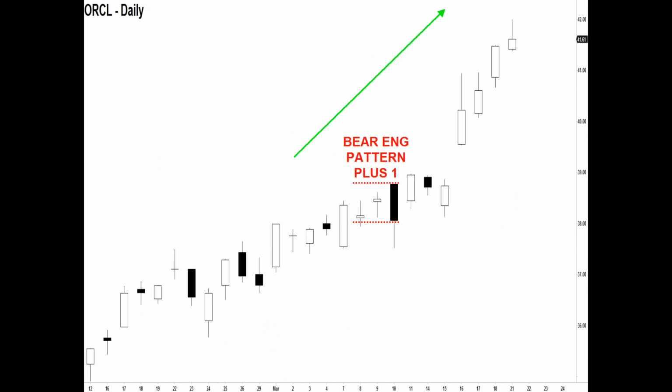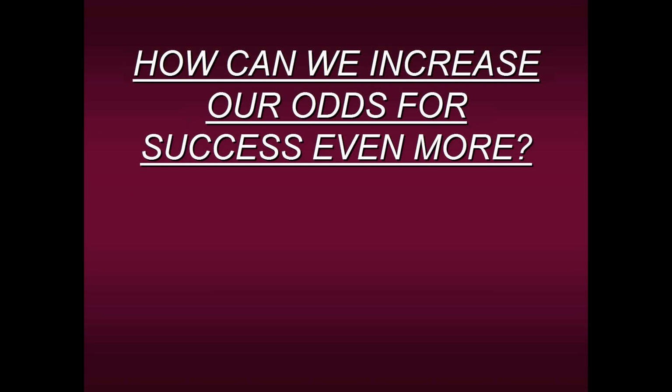If anyone tells you that these things work 100% of the time, you should run, because it's just like saying no one hits a home run every time they come up to the plate, or no actor has a blockbuster movie every time they're in a movie, or no basketball player makes a basket every time they shoot. It's just not the way things happen. Not every setup is a winner. But there are ways to increase our odds even more. So how can we increase our odds for success even more with these +1 patterns?